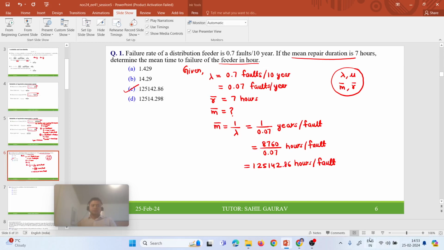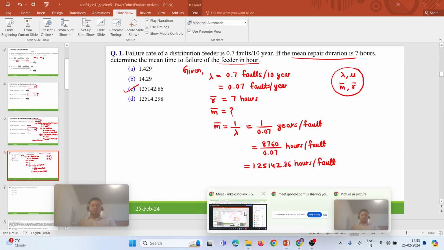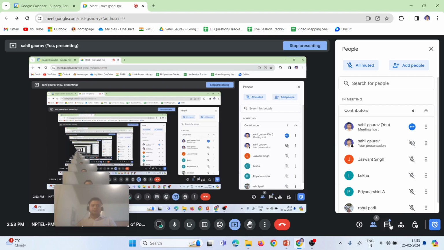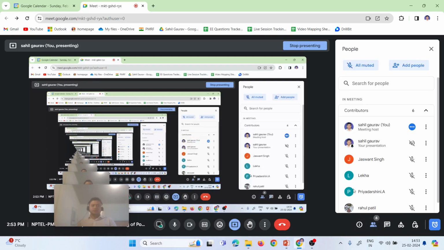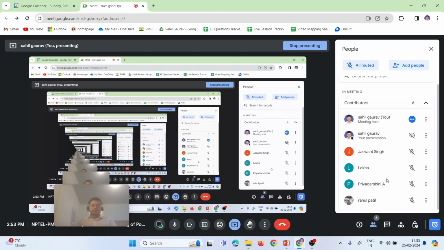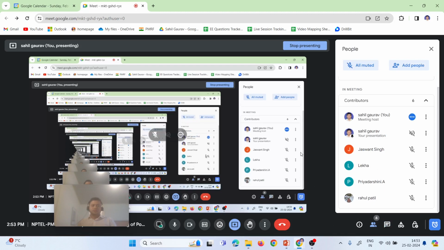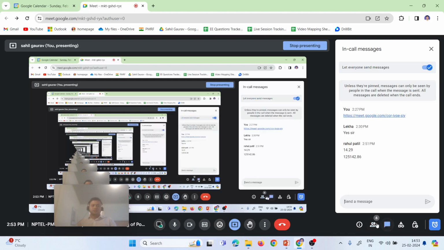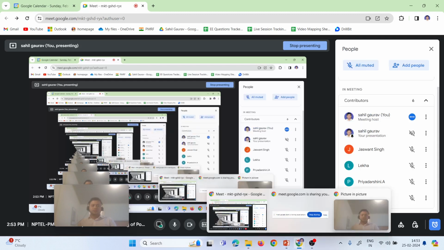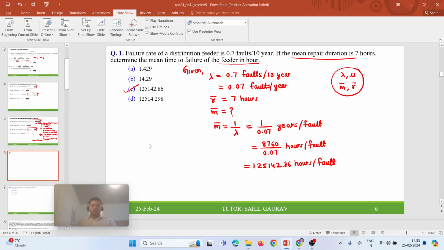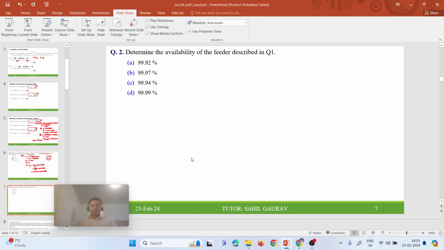How many of you got this answer? Let me see. Rahul Patil, yes, very good. Your answer is correct. Another one also, please try. Jaswant Singh, Lekha, Priyadarshini. Let us move to the next problem.